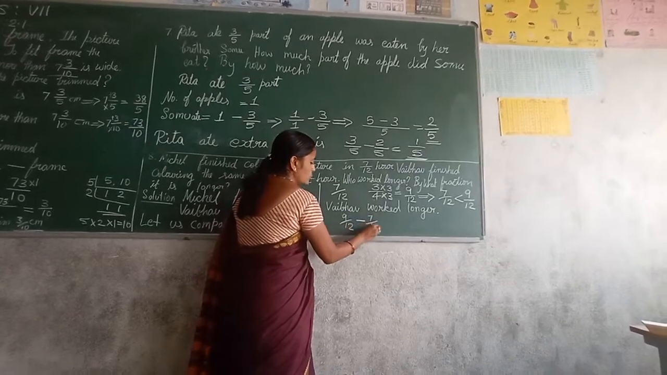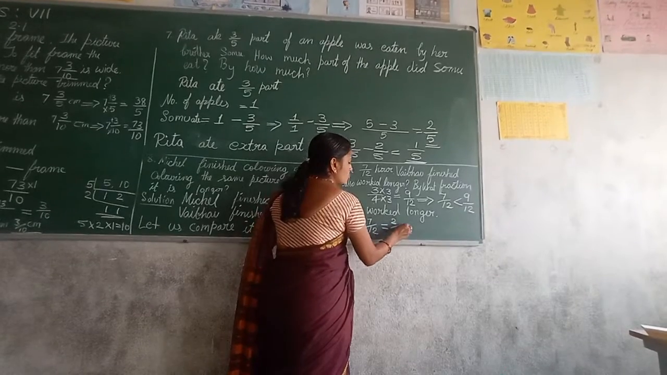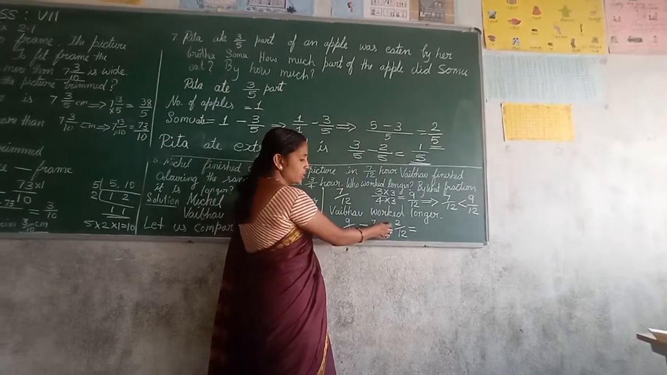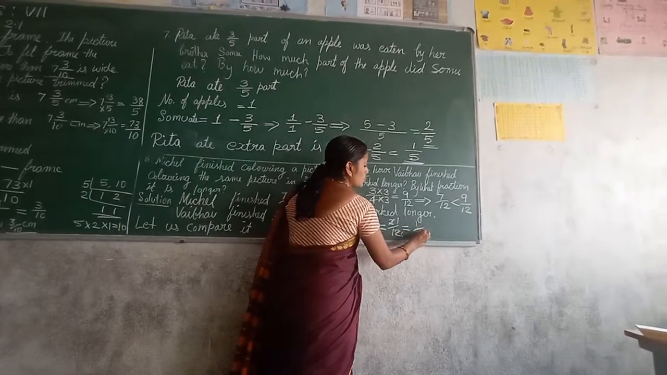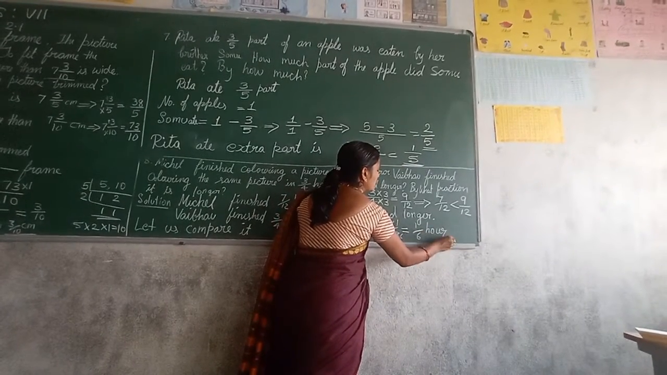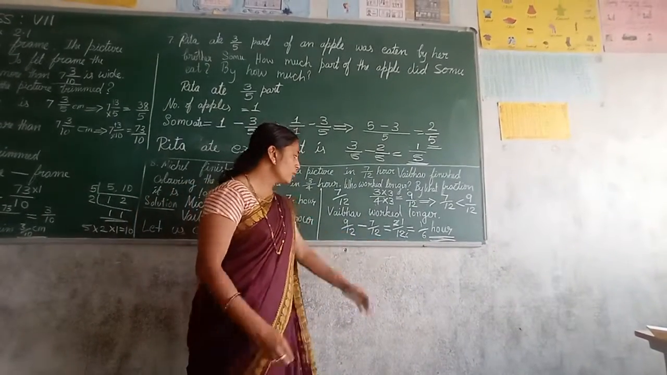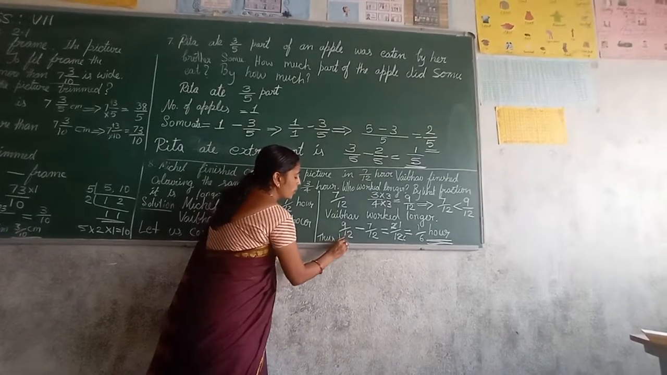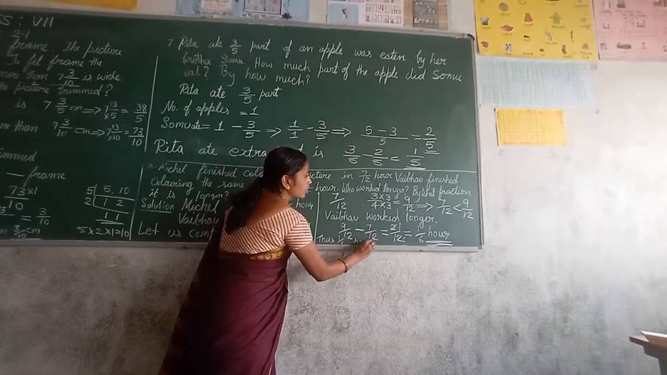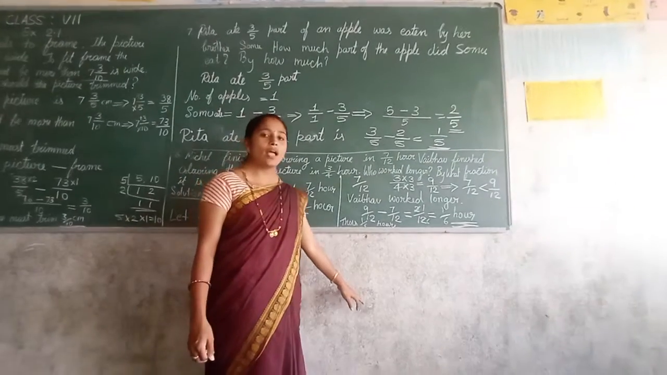Then 7/12. How much? 9 minus 7 is 2, over 12. So we can simplify it. 2 ones are 2, 2 sixes are 12, so it is 1/6 hour. So you have to conclude the answer, my dear students. At the end you write that thus 1/6 hours is the time taken. In this way you have to conclude the answers.